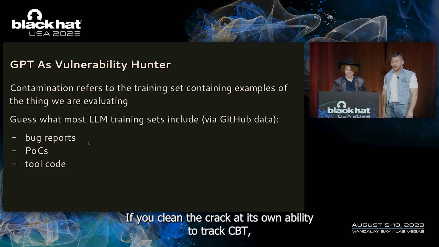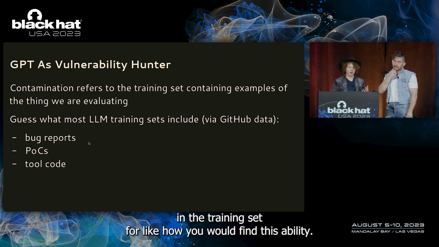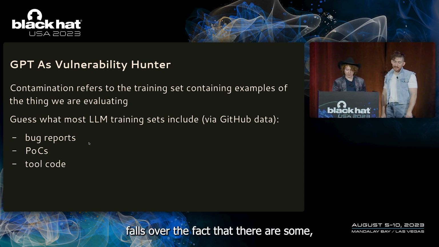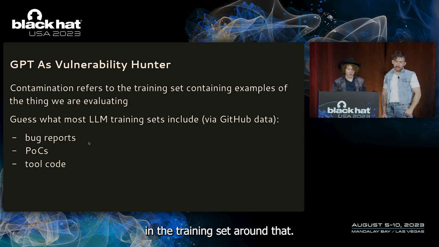If you feed the crack adder vulnerability to ChatGPT, it can parrot some issues back at you because there are some write-ups in the training set for how you would find this vulnerability. But when you start probing it, it almost immediately falls over. This behavior is explained by the fact that there are some things in the training set around that.